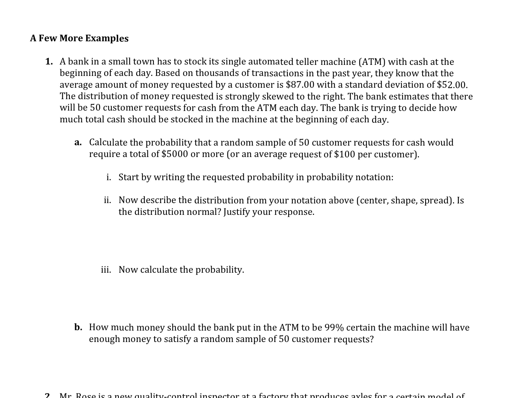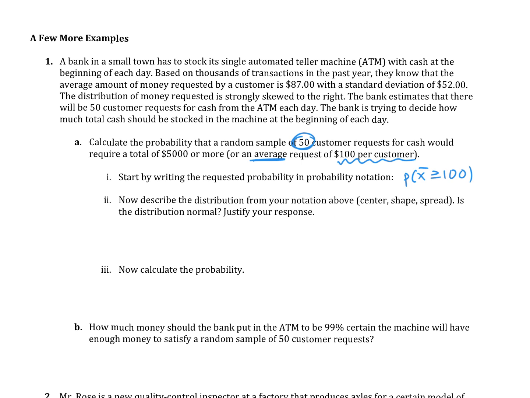Calculate the probability that a random sample of 50 customer requests for cash would require a total of $5,000 or more, which is an average request of $100 per customer. Okay, so first thing we're going to do is we're going to write this in probability notation. So, random sample of 50 customer requests has an average request of $100 or more. So we are looking for the probability that X bar is at least 100.